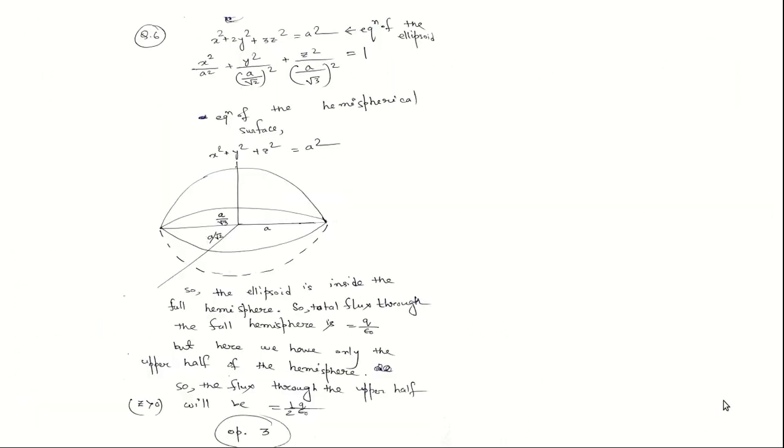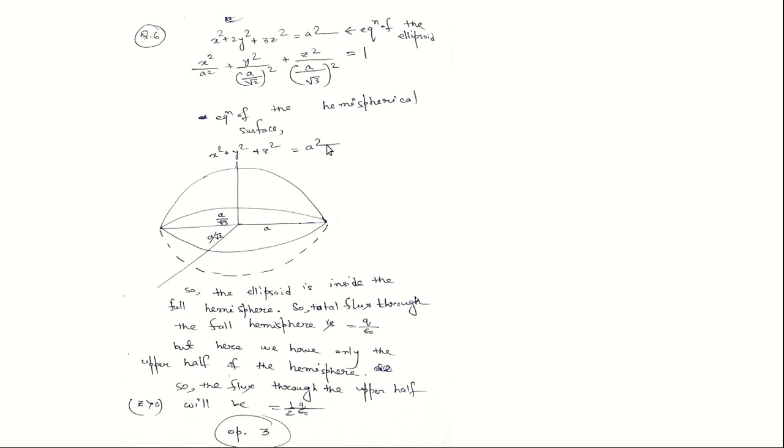Now this is an example. In this example you have two surfaces: x square plus y square plus 3z square is equal to a square, and another surface x square plus y square plus z square is equal to a square. Now this is an ellipsoid, as you can see. So the charge is inside this ellipsoid, and you need the flux through the hemispherical surface x square plus y square plus z square equal to a square.